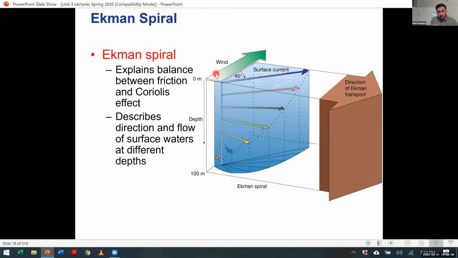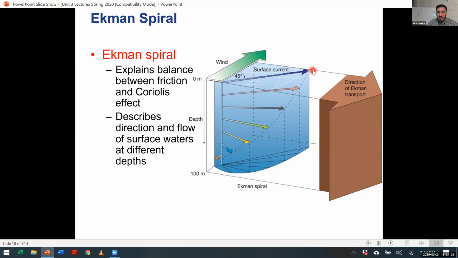Coriolis says you can go, you can move, you have to move, but you should move slightly off to the right. And so you'll notice here, relative to the wind direction, the surface current, this dark blue arrow here, is moving off to the right at an angle that's different than the direction that the wind is blowing. So why do we call it a spiral?